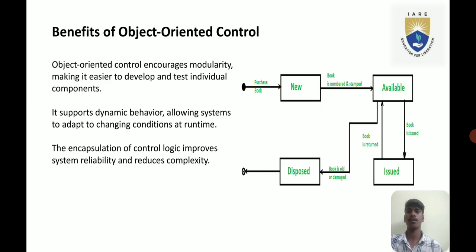Then, benefits of object-oriented control. Object-oriented control encourages modularity, which means developing code without errors, and reusability, which means a code can be reused by the subclasses n times, with the same attributes and behaviors of the superclass. All the attributes would be the same for the subclass.